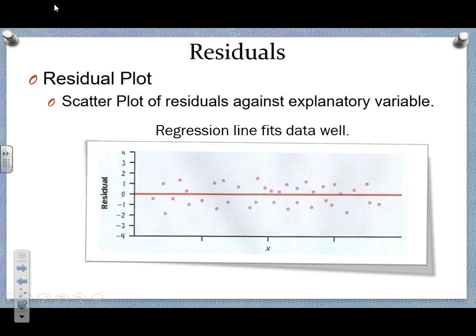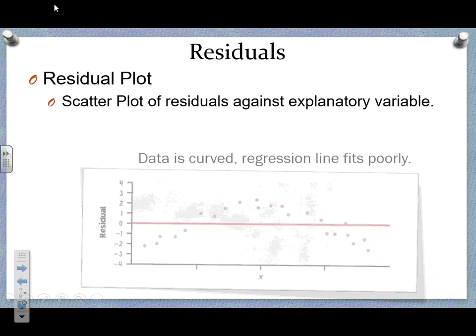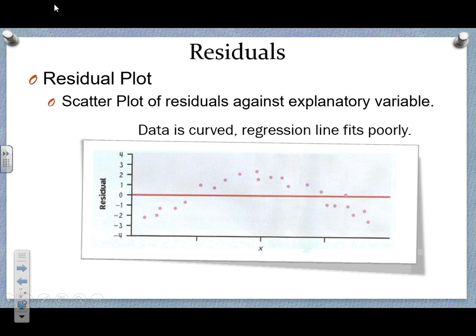Okay? Now, like I said, there are times where we might look at a scatter plot and say, okay, it's linear. Let's go ahead and fit a line to it. But when you check your residual plot, something like this might happen.